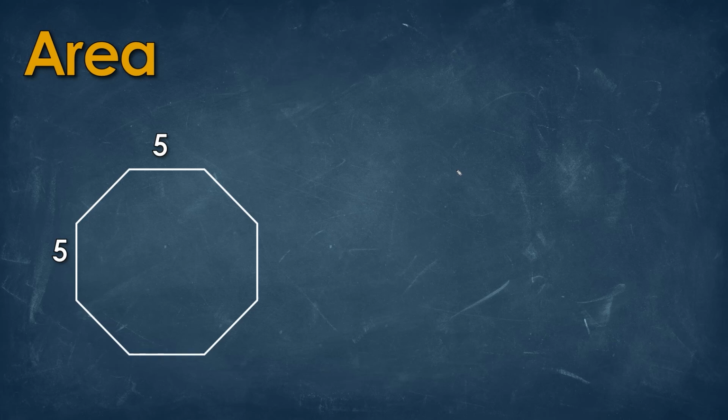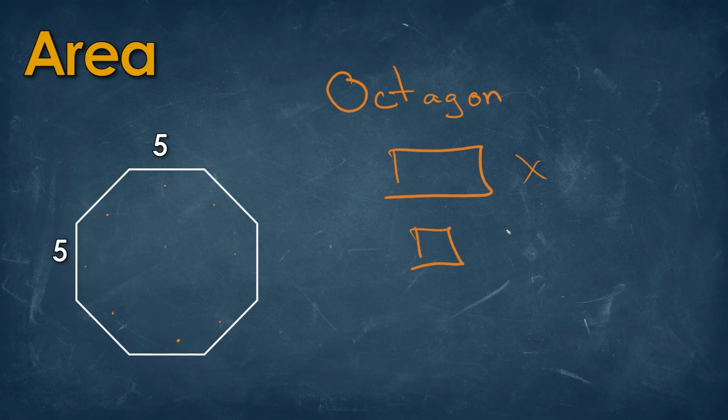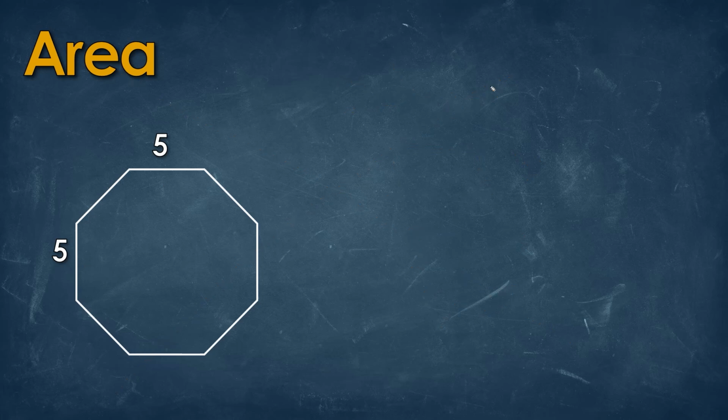Now let's take a look at this one. This is an object that has 1, 2, 3, 4, 5, 6, 7, 8 sides. What do we call an 8-sided object? We call it an octagon. Okay, so is an octagon a rectangle? No. Is it a square? No. Is it a diamond? No. So if that's the case, we can't do our trick. It does not work for our trick.